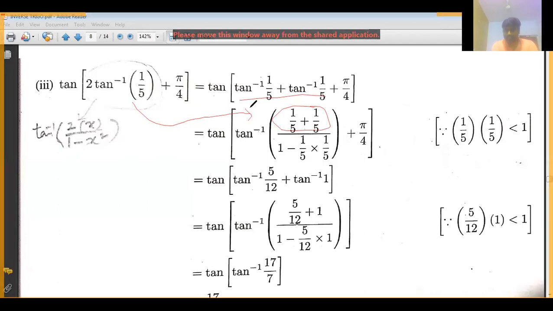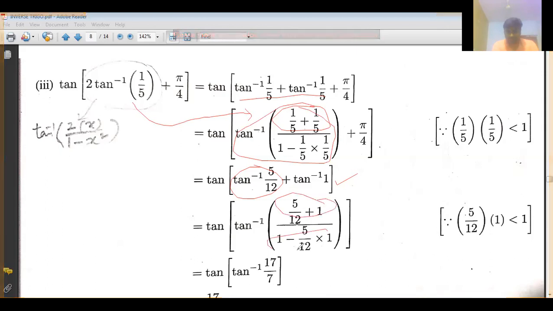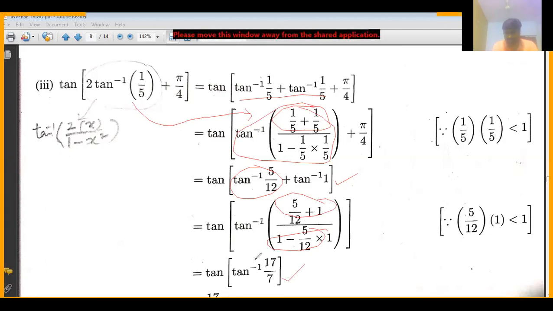What is that? Tan inverse of 2x, means 2 by 5 by 1 minus x square, 1 by 5 square. If you simplify this one, what will you get? 5 by 12 you will get. Hope you can simplify that. So finally, what do you get? Tan inverse of x plus tan inverse of y, just we discussed: tan inverse of x plus y by 1 minus xy. LCM will be same. So 12 plus 5, 17 there. 12 minus 5, 7 in the denominator. Both can be cancelled there. So tan inverse, what did you get? 17 by 7.